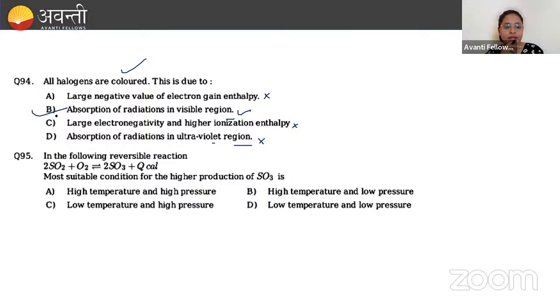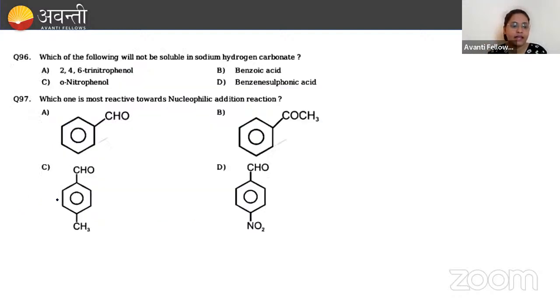In the following reversible reaction, 2SO2 plus O2 gives 2SO3 plus Q heat. The most suitable condition for the higher production of SO3 is: high temperature and high pressure, high temperature and low pressure, low pressure and high temperature, or low temperature and low pressure. For this given reaction, in order to have the highest production of SO3, we should have low temperature and high pressure. So this is our correct answer. Option C is correct. Right, let's move on to the next problem.